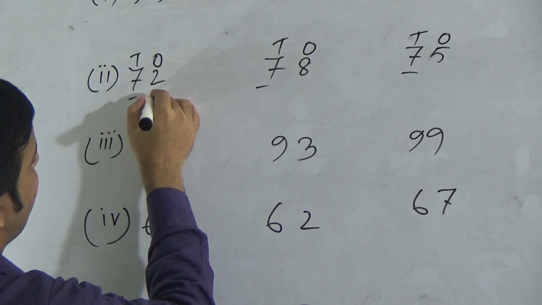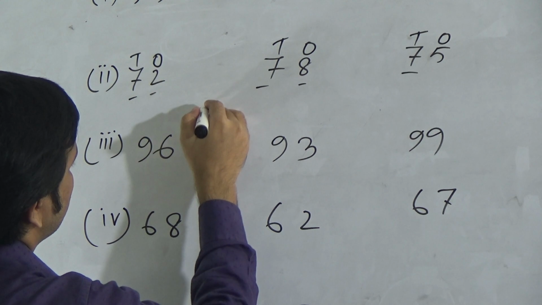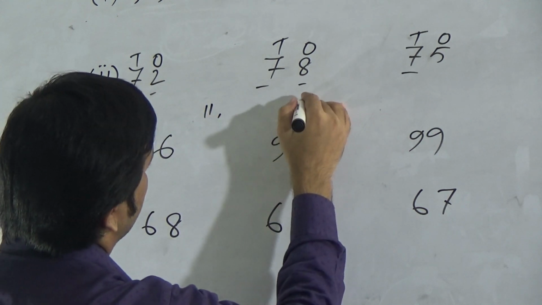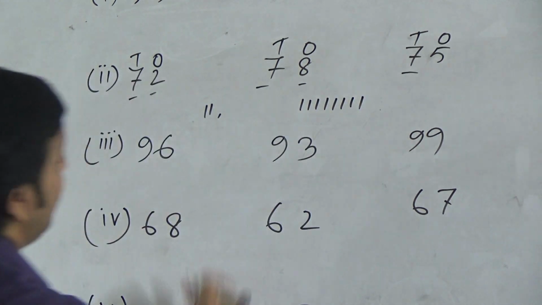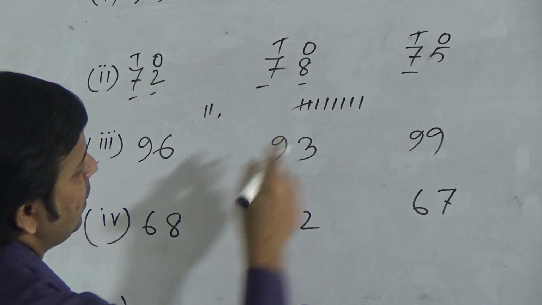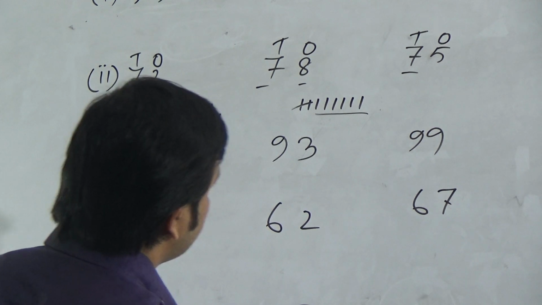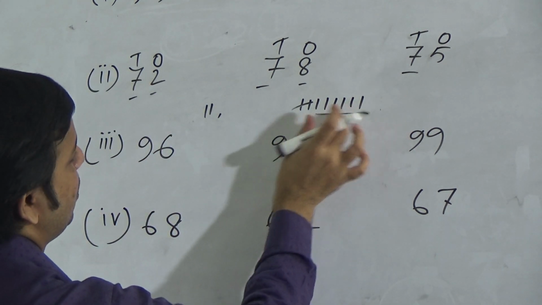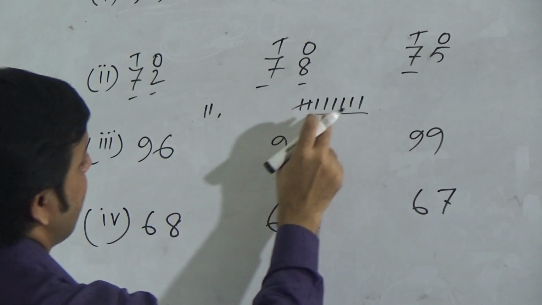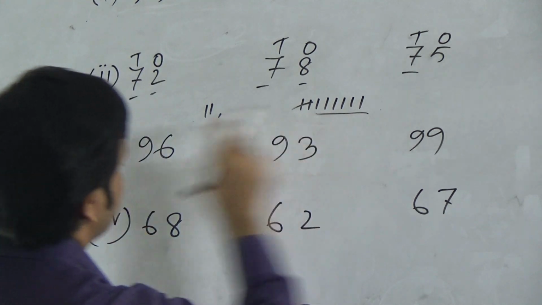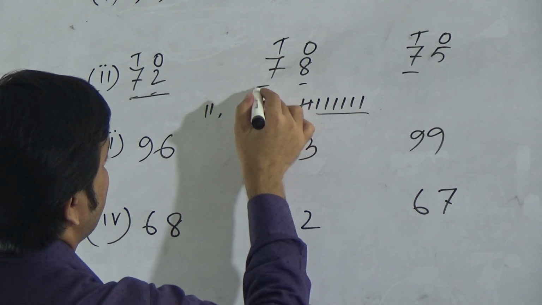So, at first, we have to compare 2 and 8. 2 means 2 sticks. 8 means 1, 2, 3, 4, 5, 6, 7, 8 sticks. Now, we can take 2. If we take 2, more than six sticks remain here. So we can say 2 is smaller than 8. So we can say 72 is smaller than 78.